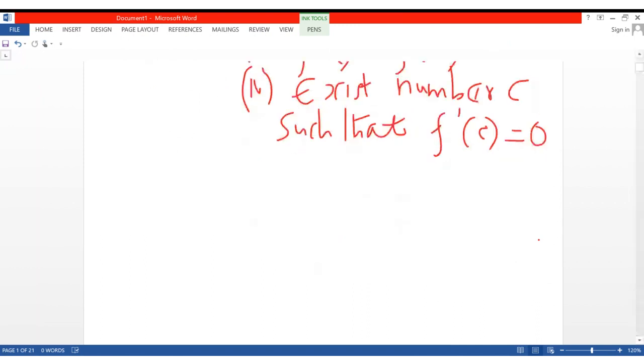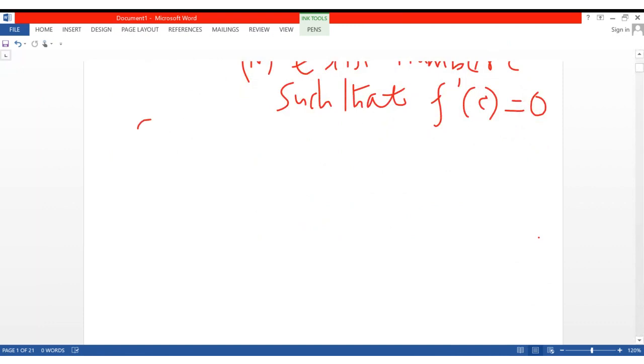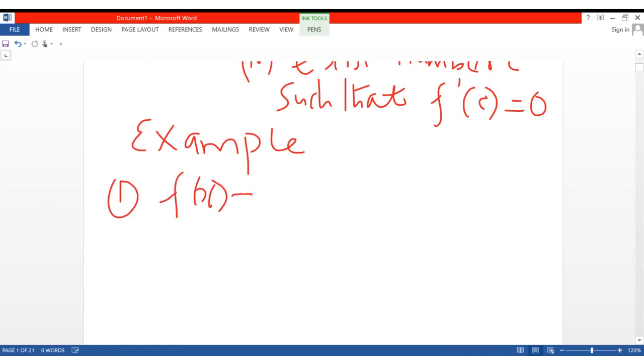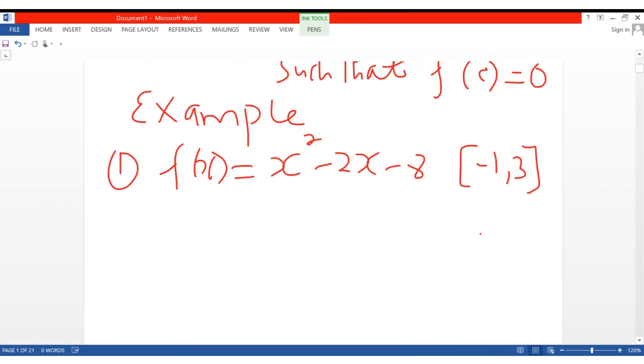Let's do an example to demonstrate this. Example, we verify this for the mean value theorem. f of x is given by x squared minus 2x minus 8 in the interval -1, 3. So now, first of all, for us to be able to solve this using Rolle's theorem, we must be able to do some things on differentiability and continuity.